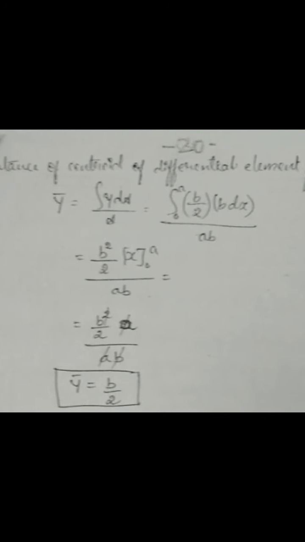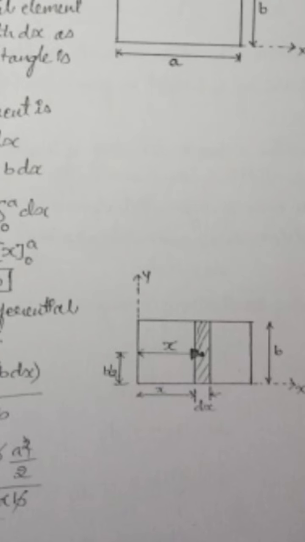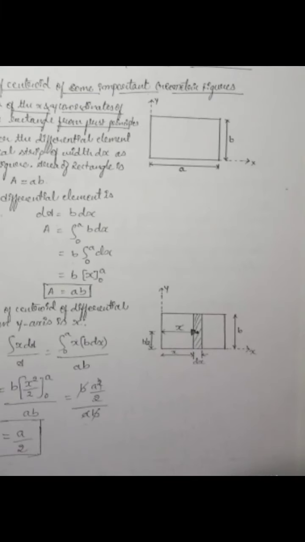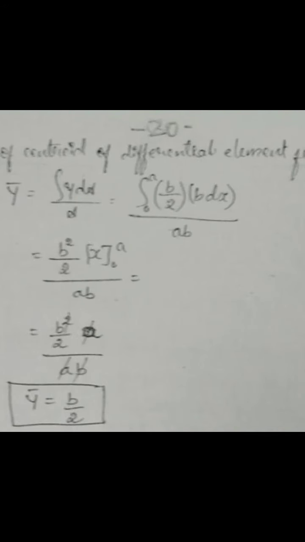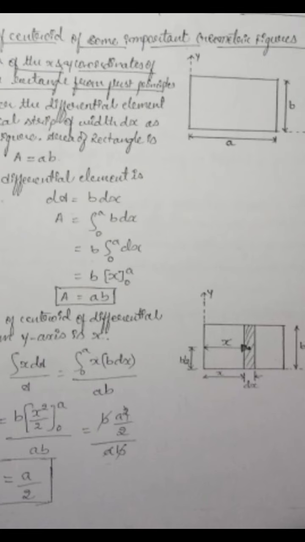Same as the previous one, y here is b divided by 2. You can see here the total distance is b, so at the centroid, the dotted point, it will be at the center, so it will be b divided by 2. So the y bar distance will be b divided by 2. That is why, in the place of y in the integration, it is b by 2. Next, dA here is b into dx.